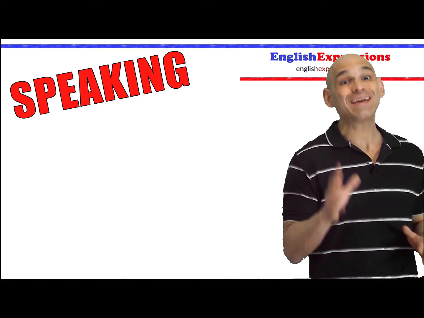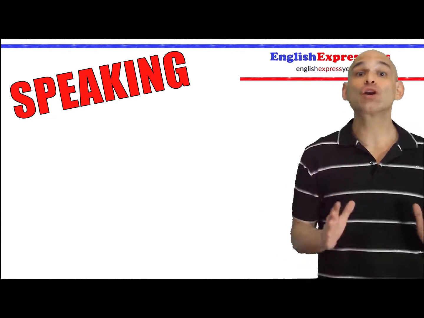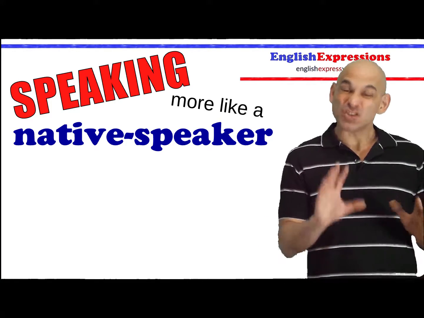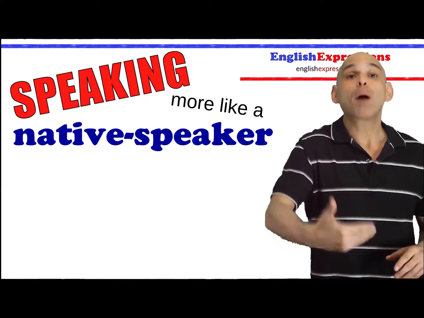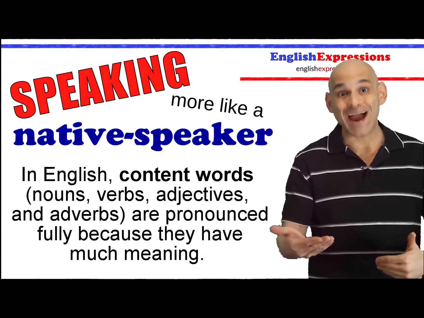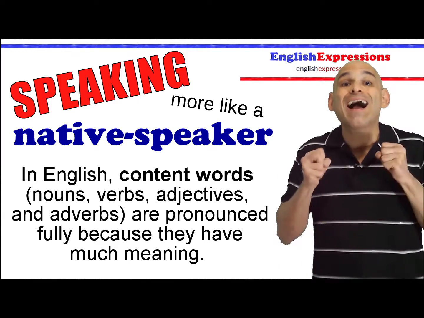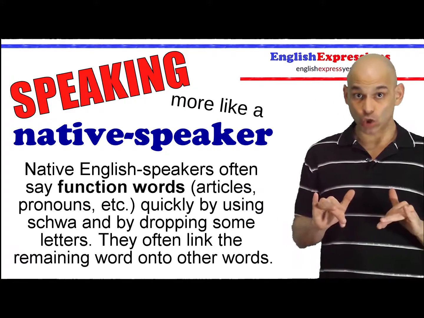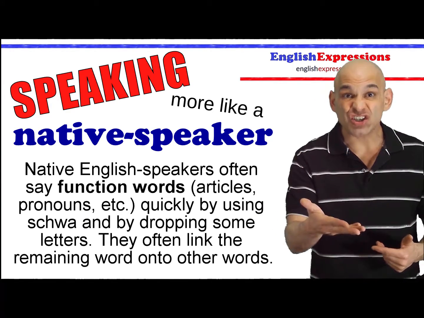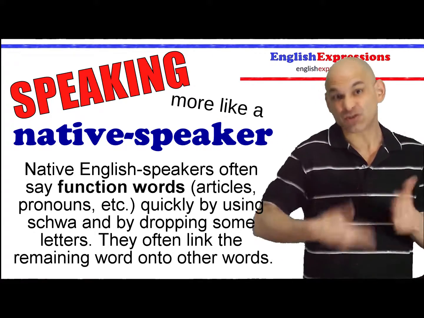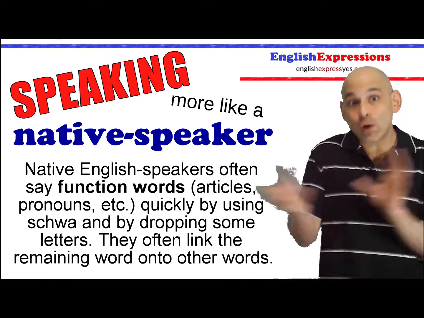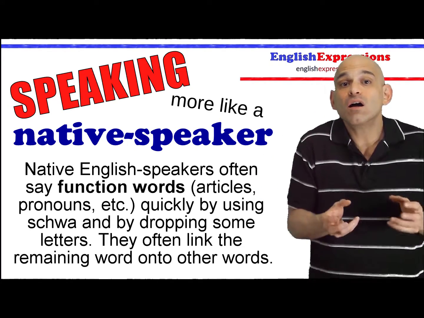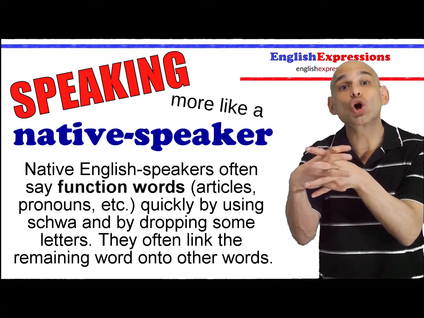All right, today we're going to do a speaking lesson with you. And specifically, we're going to learn how to speak more like a native speaker. Okay, now remember that native English speakers speak English a little differently than proper English. Content words, which are nouns, adjectives, verbs, and adverbs, native English speakers say them fully because they have a lot of meaning. But function words, which are articles, conjunctions, pronouns, prepositions, we say them quickly and we link them. And we use the short vowel sound, schwa, it's very short, to shorten the words when we say them.